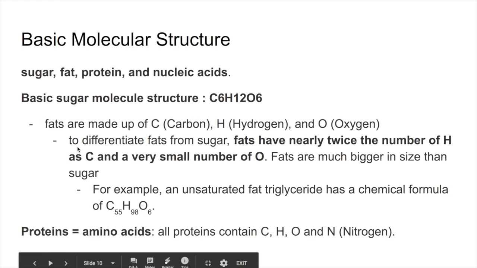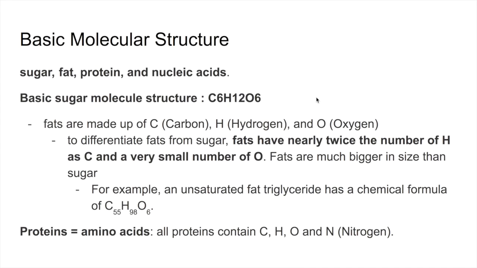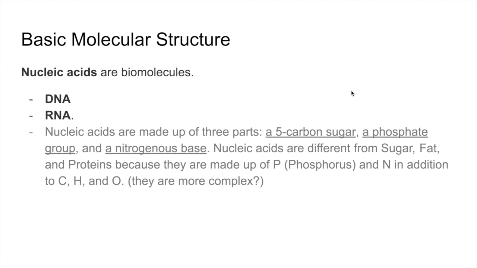And then proteins, they're amino acids, and they contain C, H, O, and N. I'm not sure if you have to memorize that, but knowing it will definitely help you in biology class, so just know it. And then nucleic acids are a little more complex, but it's DNA, RNA, the stuff that we just talked about, and they're made up of 3 parts. Basically, they're made up of a sugar, a phosphate, and a nitrogen base. They're different because they have P and N, phosphorus, in addition to C, H, and O. So they're basically more complex.